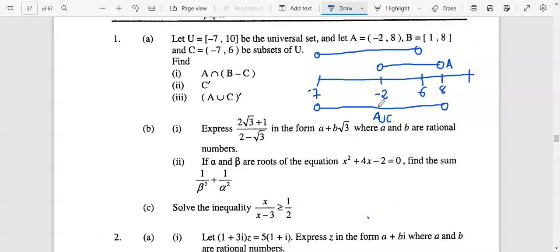But what we want is A union C complement. Now the universal set ends at 10. So the complement will start from here. Since 8 is not part of the union, it will be part of the complement up to 10. And at -7 there, we'll also put a dot. So this is A union C complement. We are saying that A union C complement is -7, use curly brackets, union, then you have from 8 to 10.